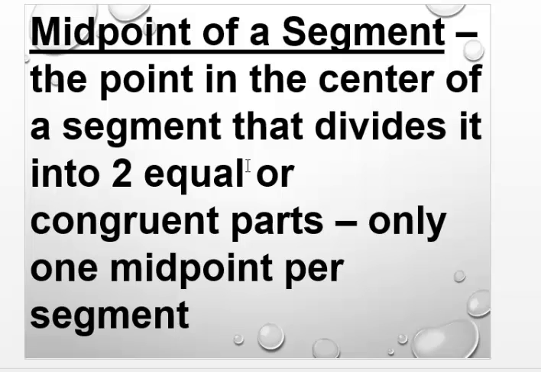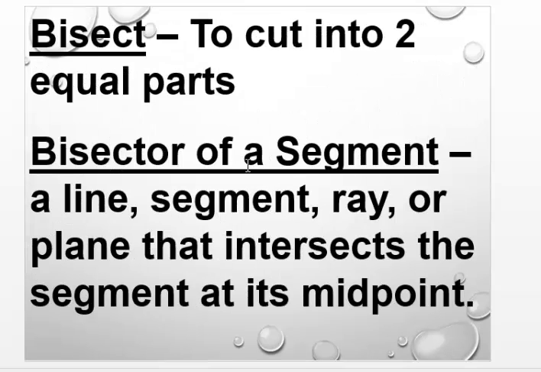The midpoint of a segment is exactly that. The midpoint is the middle, okay? It's going to divide them into two equal parts. Another word is bisects. Cut that into two equal parts. So a bisect of a segment cuts the segment into two equal parts, but it could be a line, a ray, or a segment that does that.